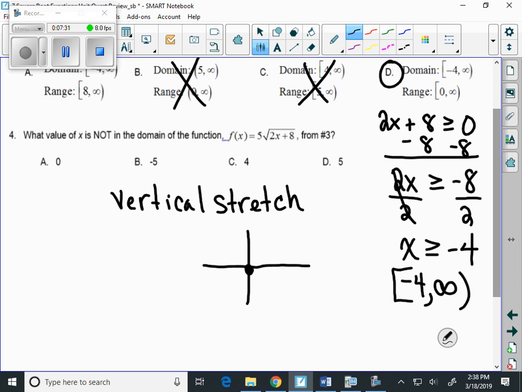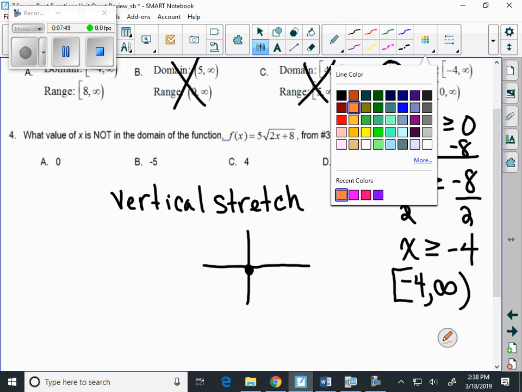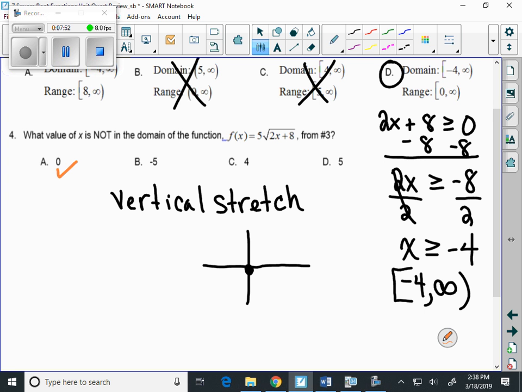But as we look at problem number 4, I kind of wish that I would have done 4 before I answered completely the answer to 3, but it says what value of x is not in the domain of the function. And remember that our domain of our function, we said x is greater than or equal to negative 4. Well, is 0 greater than or equal to negative 4? Is negative 5 greater than or equal to negative 4? No. 4 is bigger than negative 4. 5 is bigger than negative 4. Negative 5 is the only one that is not bigger than negative 4.